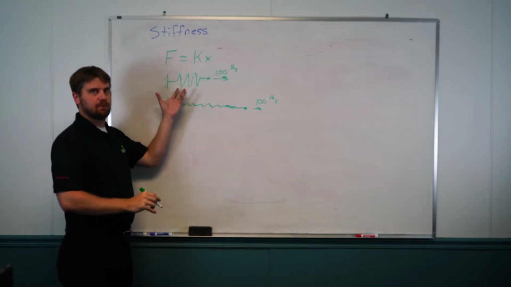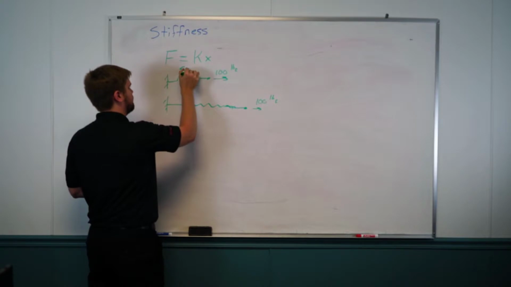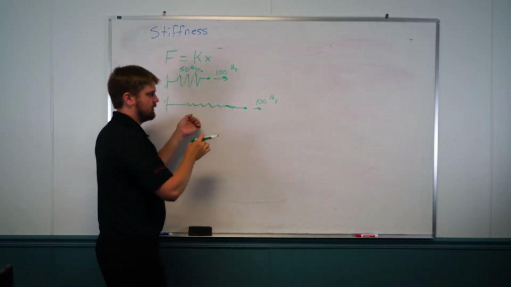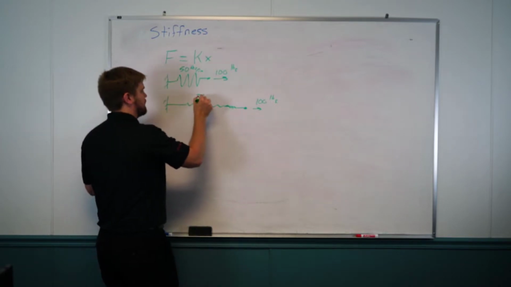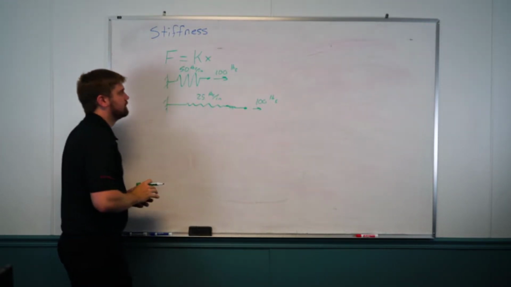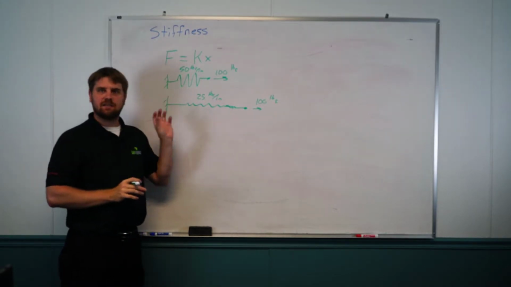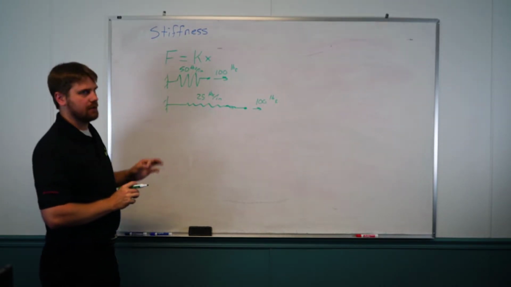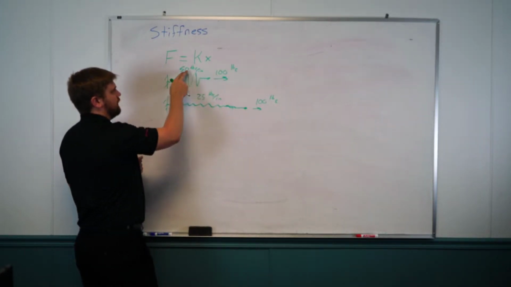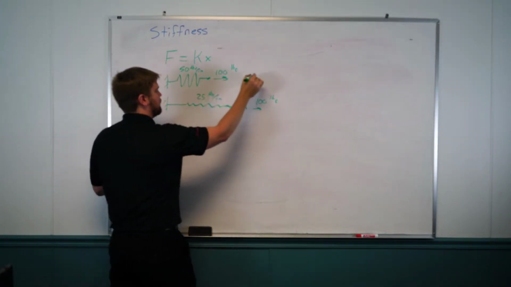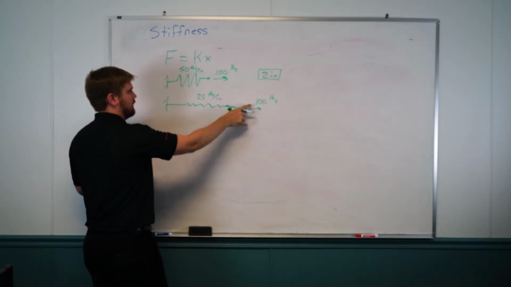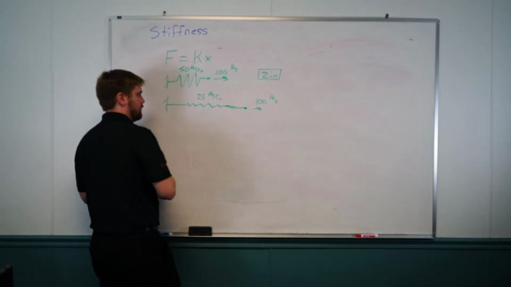This spring is pretty stiff. It has a stiffness of 50 pounds per inch. This spring is a little more flexible. It's got a stiffness of 25 pounds per inch. So if we use the stiffness numbers that we determined to calculate how much displacement we get, we take the 100 and divide it by the 50, and we end up with 2 inches in the top case. In the bottom case, take 100 divided by the 25, we end up with 4 inches.